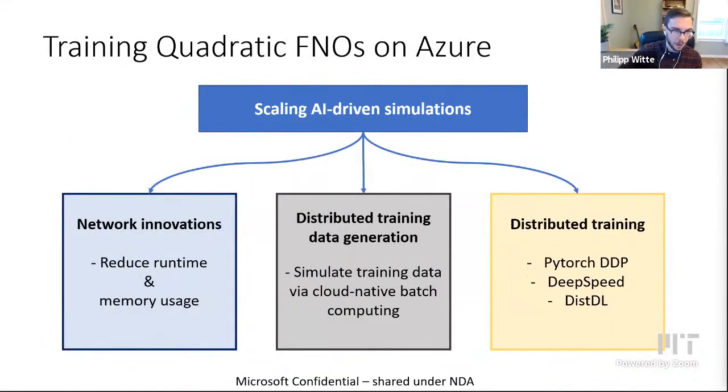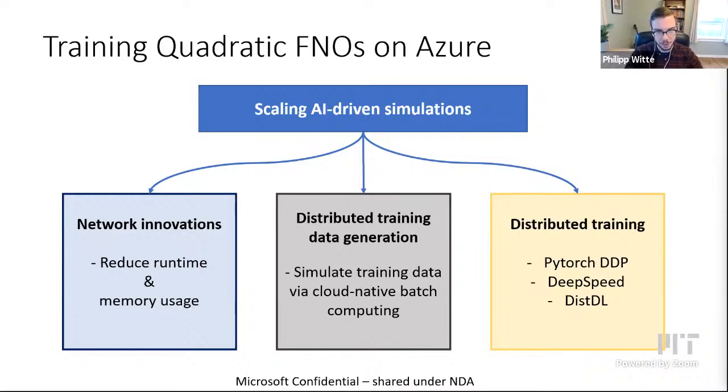So when we think about how we can actually scale these AI-driven simulations to relevant problem sizes, there are 3 pillars of innovation that we need to think about. One would be on the network side: how can we make the networks more memory efficient and reduce the runtime? The second aspect is around training data generation, because in this work at least, we decided to use training data that we generate with numerical simulators.